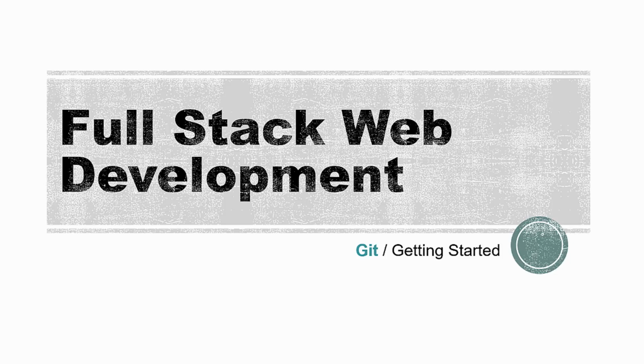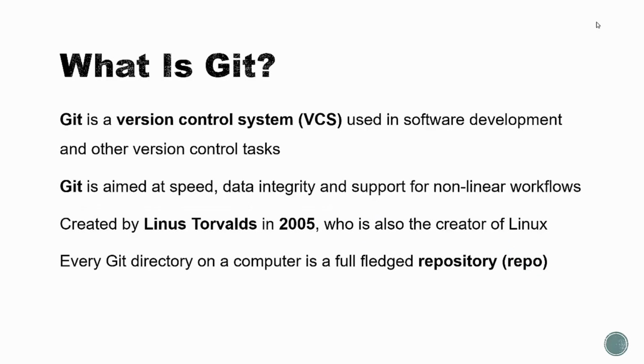Alright, so in this section we'll be looking at and working with Git, which is extremely popular in web and software development. It's a version control system, also known as a VCS, and it's used in software development as well as other version control tasks, and it's essentially a tool to manage source code. It's aimed at speed, data integrity, and support for nonlinear workflows.